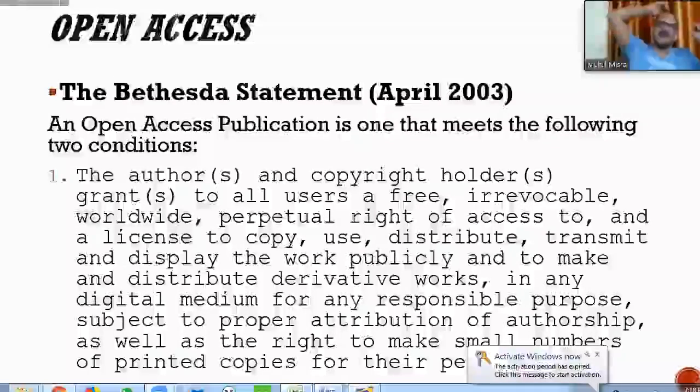So this was actually the Bethesda statement. The previous one was the Budapest initiative in 2001, and in April 2003 this meeting was called, because the open access movement requires some guidelines, some kind of policy. What should be done to define open access, what controls an author should have, and what controls a funding agency should have, all those things were discussed.